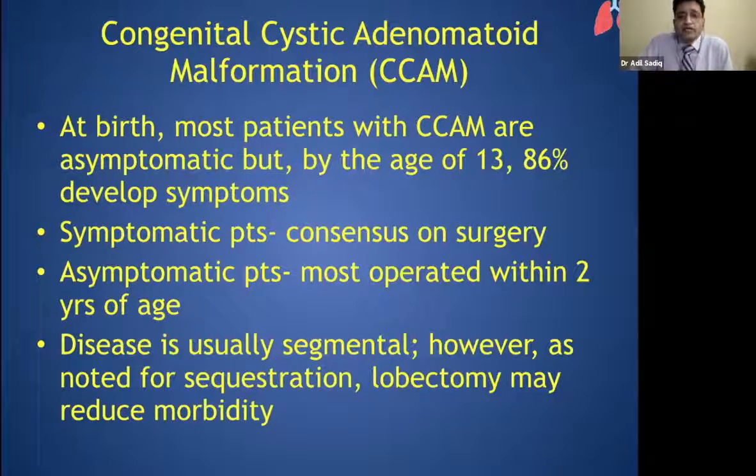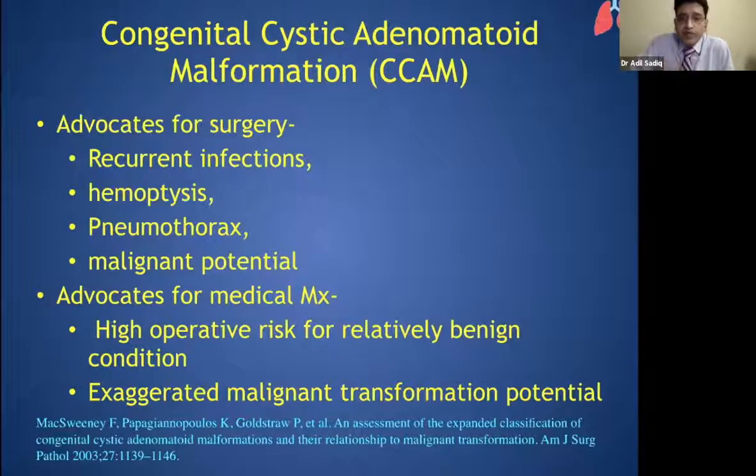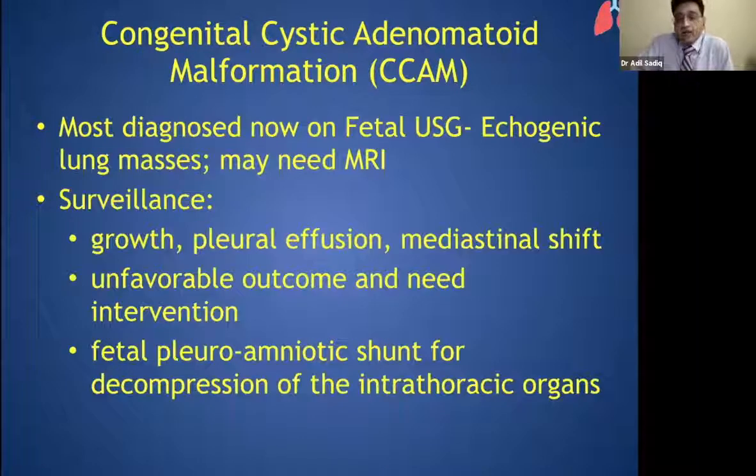Many of the times we feel that the advocates for surgery argue so because there's a recurrent infection, there could be hemoptysis. We want to avoid pneumothoraces and to avoid the malignant potential. And many of the people who advocate medical management have been more for the exaggerated malignant transformation potential, which may not be true, and advise serial follow-up of these patients. But I, for one, believe that a surgical approach to these lesions is the far better approach.